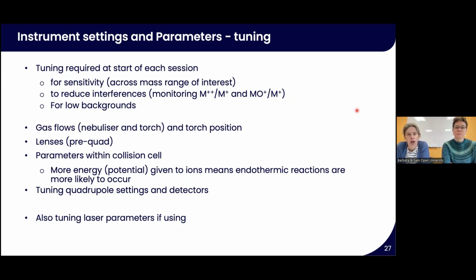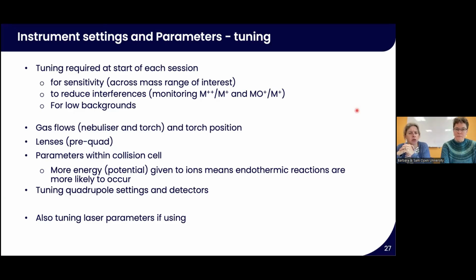And we can tune to enhance sensitivity across the mass range that we're interested in. So if that's the entire periodic table, then from lithium right the way through to uranium. If you're just measuring the rare earth elements, for example, then from lanthanum through to lutetium. We can tune to reduce the interferences, as I've mentioned, so we can reduce the formation of doubly charged and oxide species. And we have elements in our tuning solution that mean that we can monitor how effectively these species are produced. And we can tune as well to get our backgrounds down as low as possible so we get the best signal to noise ratio.